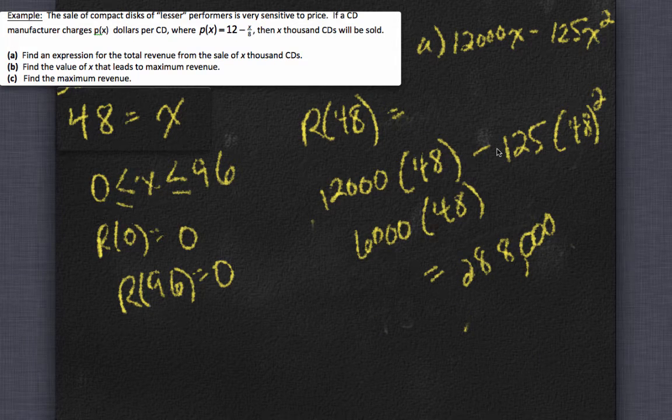$288,000. If you had not put the 1,000 in to start with, that would have all been fine. You would have had the 1,000 kind of existing everywhere. But then at this point, when it says find the maximum revenue, you need to spit back dollars, so it would need to be multiplied by 1,000 now. If you had at the beginning just multiplied by x.